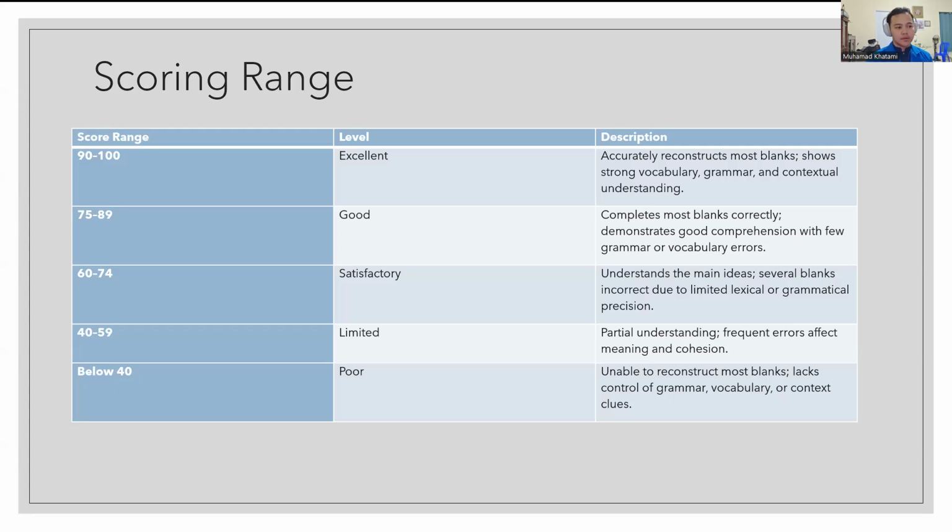And then for the score range of 40 to 59, it is considered limited, with only partial understanding and frequent errors affecting meaning and cohesion. And lastly, for the score range below 40, it is considered poor, because the students are unable to construct most blanks. They lack control of grammar, vocabulary, and context clues.